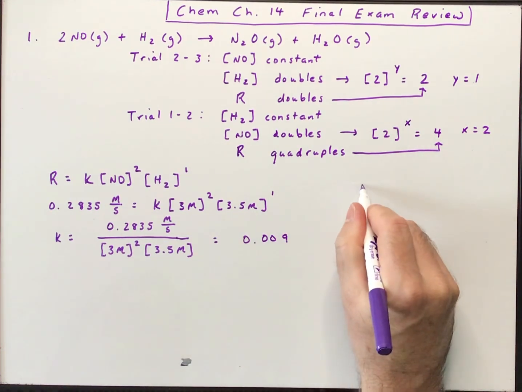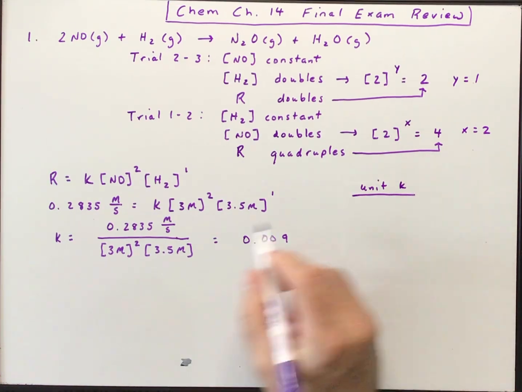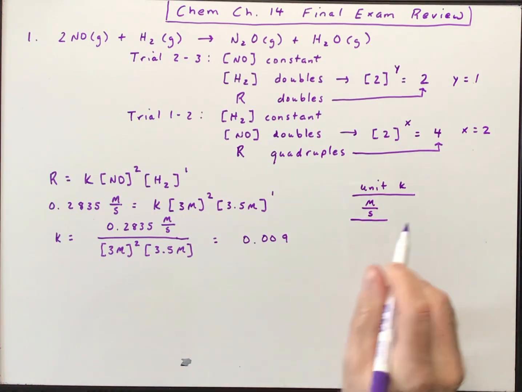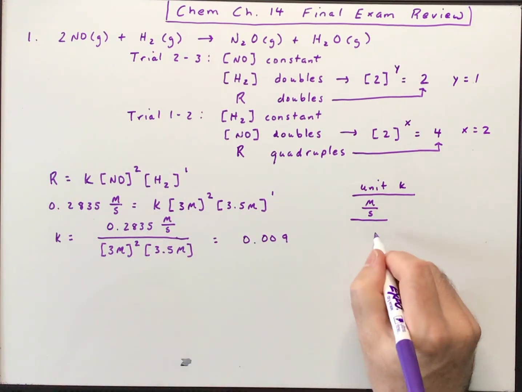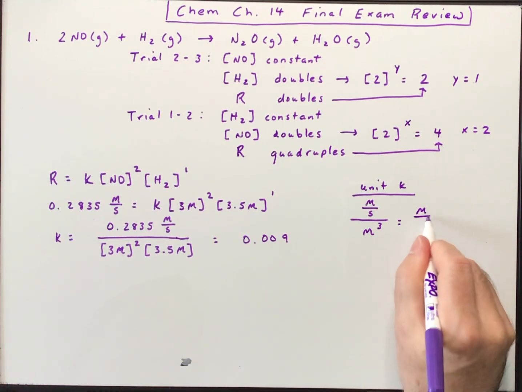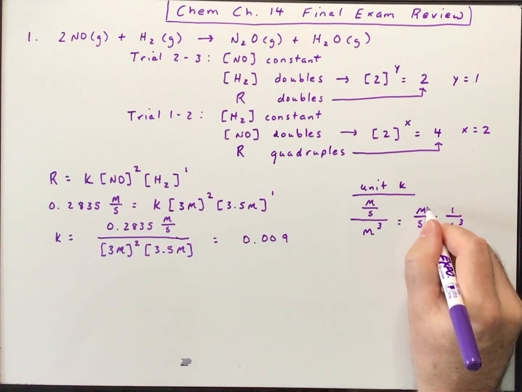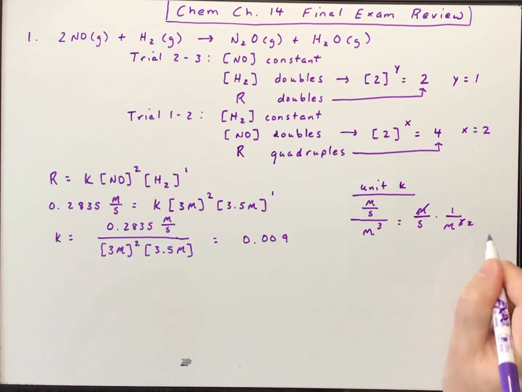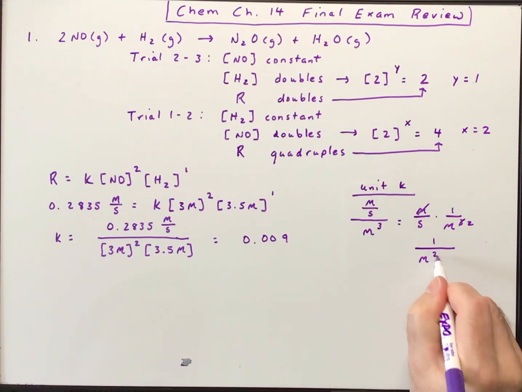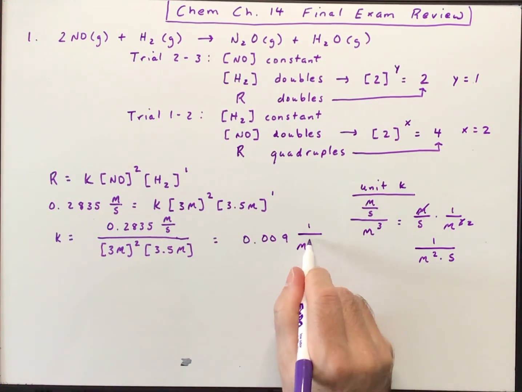Now I need to get the unit for K. So if you look at the unit, it's going to be molars per second divided by molar squared times molar. That's molars cubed. You would add the exponents. So that's the same as molars per second times 1 over molars cubed. That molar cancels. That goes to 2. And you get a unit of 1 over, and we usually put molars first, molars squared times seconds. So the unit is 1 over molars squared times second.